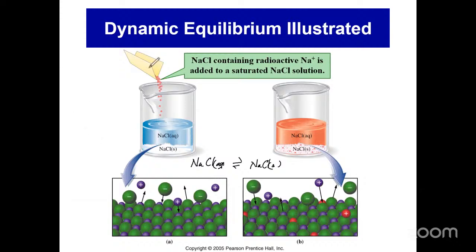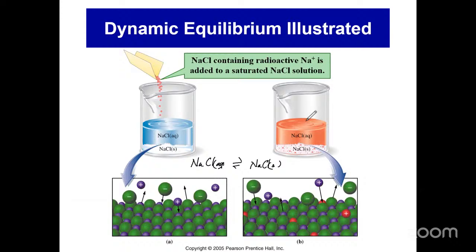So this person added the radioactive sodium chloride to this solution. It's a solid, so you'd expect some radioactive sodium chloride down here in the solid. But what eventually will happen if you wait for a while is that you're going to end up with some of the radioactive sodium chloride in the solution. So what does that indicate? That indicates that the sodium chloride is going back and forth between the solution state and the solid state at equilibrium.